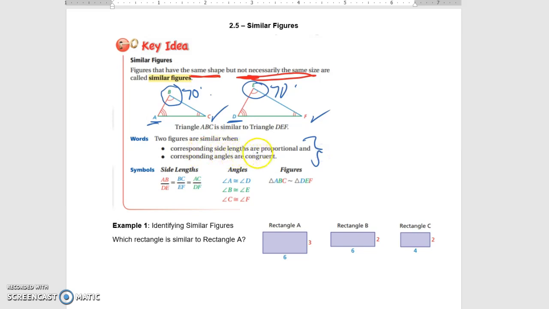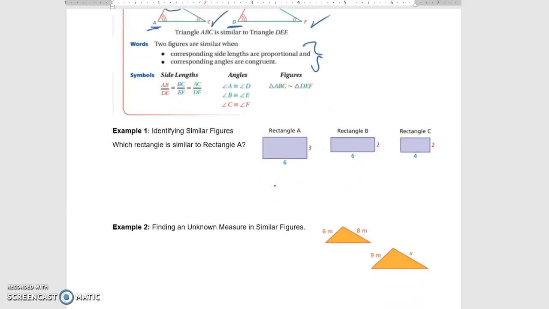So they give you the two bullet points of similar figures right here. The corresponding side lengths are proportional, so what that means is that the shapes aren't necessarily the same size, but they do have the same proportions. And then their angles are congruent. Remember, congruent just means the same. So let me kind of go through what that proportional means.